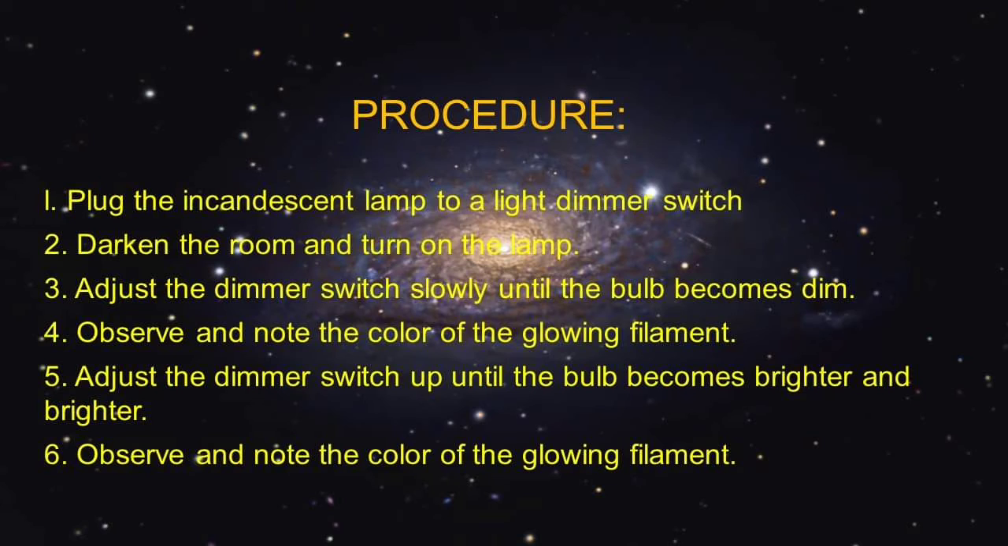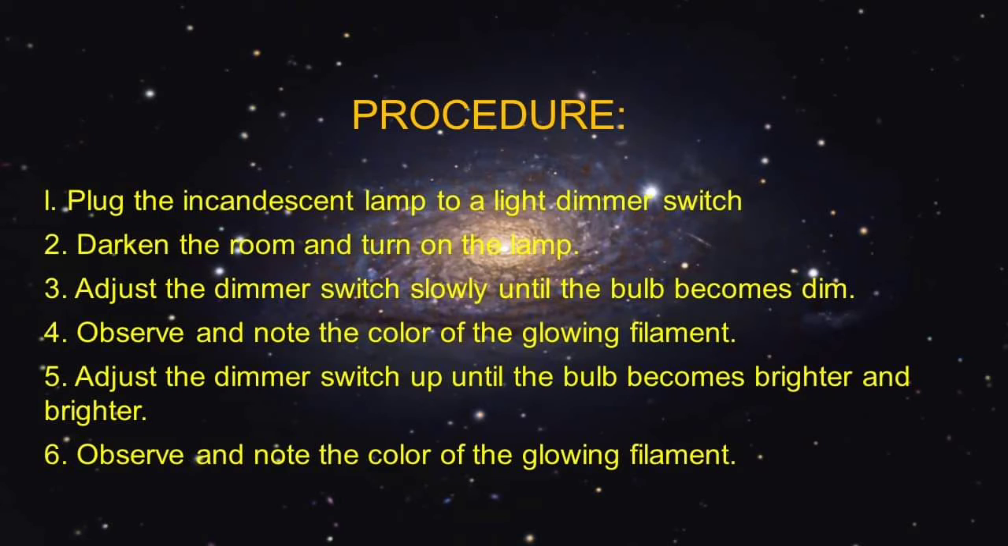Now let's observe and note the color of the glowing filament. Please take note of what you have observed in the activity. Have all groups written down their observations? Okay, very good. Now let's go to the second one. Let's adjust the dimmer switch until the bulb becomes brighter and brighter. Again, let's observe and note the color of the glowing filament. Are you all done? That's very good. Okay, class, let's settle down to our groups.